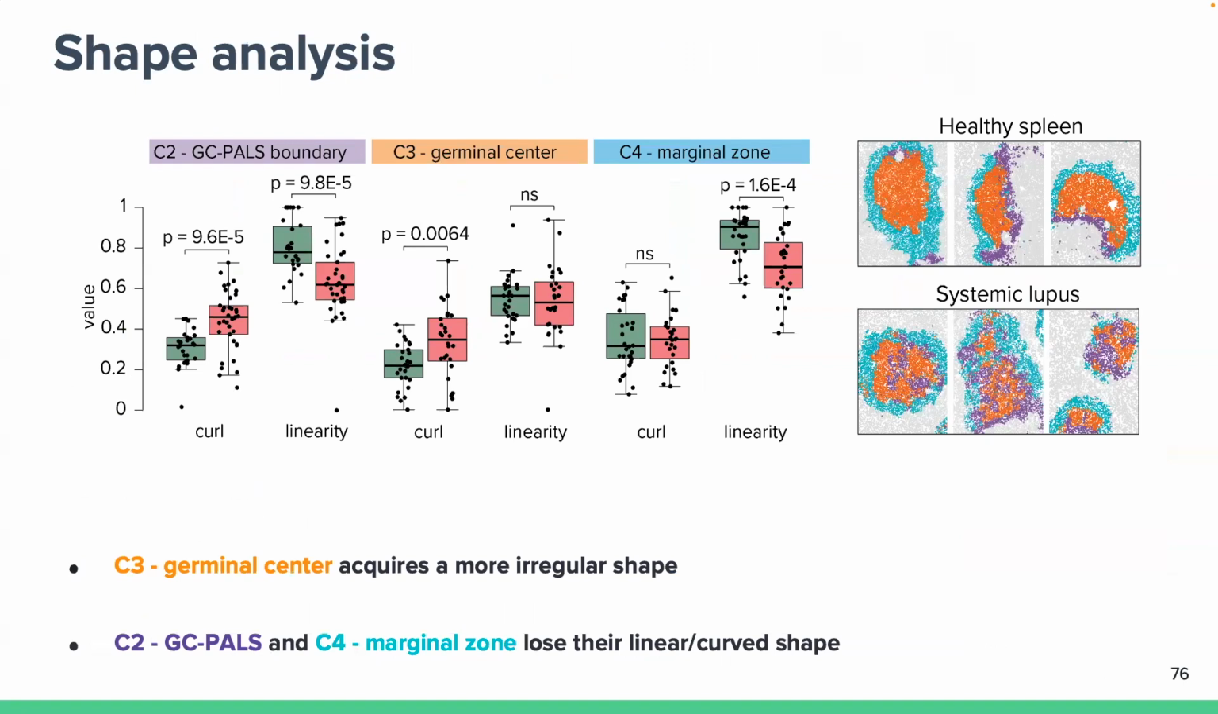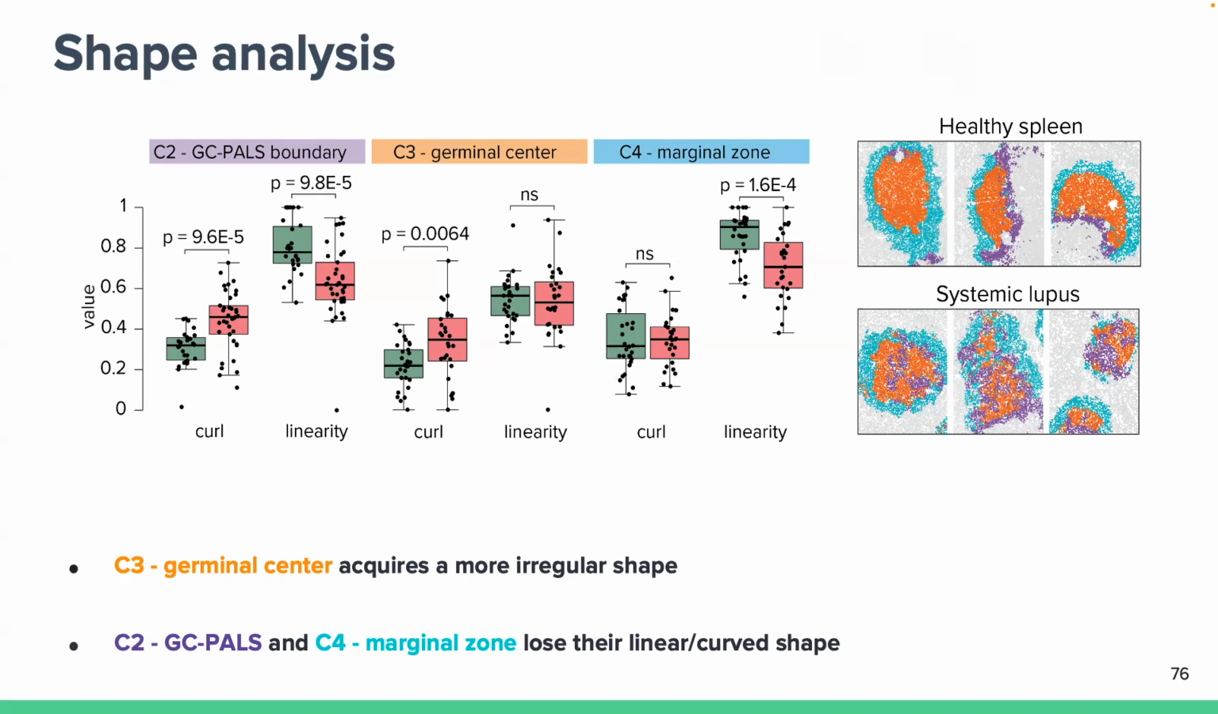And so, for example, this purple boundary that I just mentioned increased in curl, meaning that it became more irregular, and also lost linearity. We can, for example, see it here between healthy spleen and lupus. This orange one also became more irregular, and so this is reflected in a higher curl. And this marginal zone here, which is still a kind of boundary, loses linearity and gets kind of disrupted.